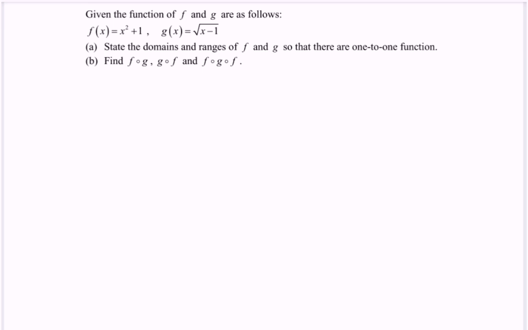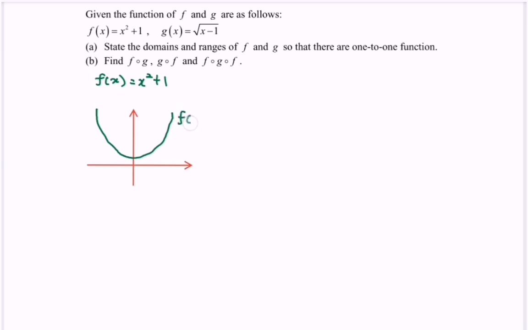So my suggestion would be to illustrate the situation in a graph. Then only decide what the domain and the range are for the functions f and g. So let's begin with the function f(x). In here, we have a quadratic graph. Referring to the situation, we have x squared. As we all know, x squared will be a U shape, and then plus 1.